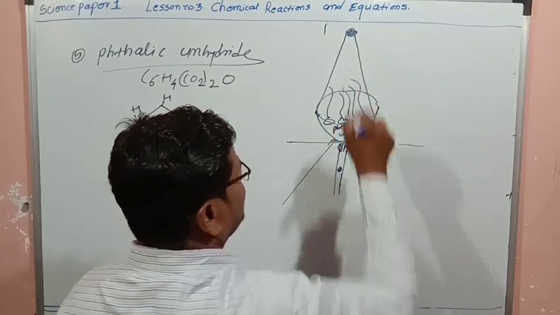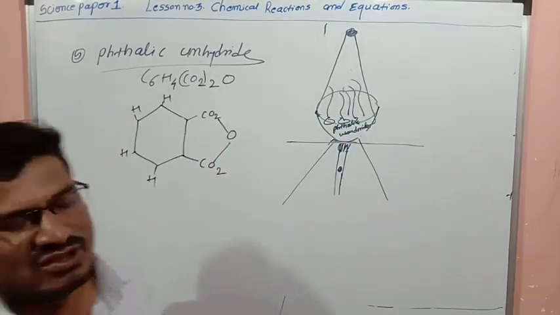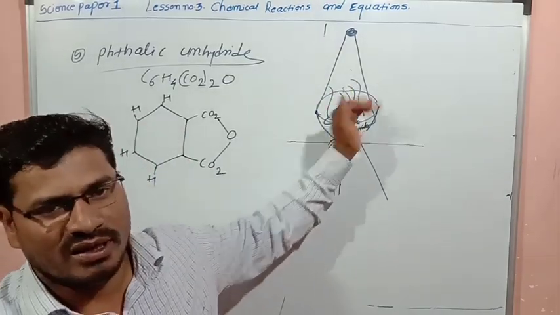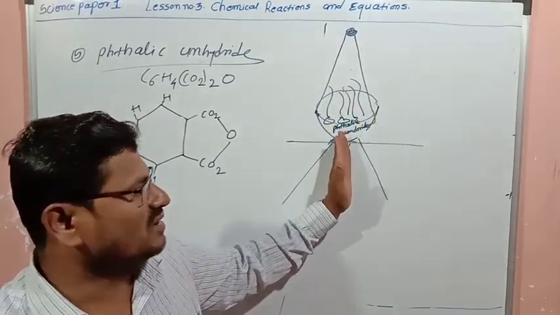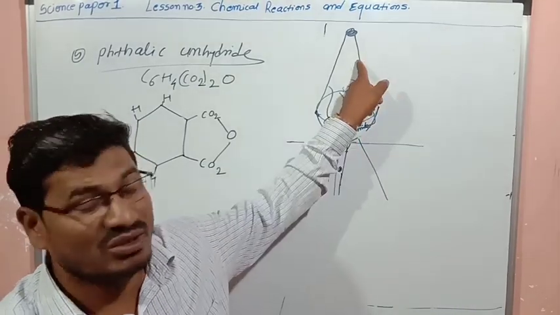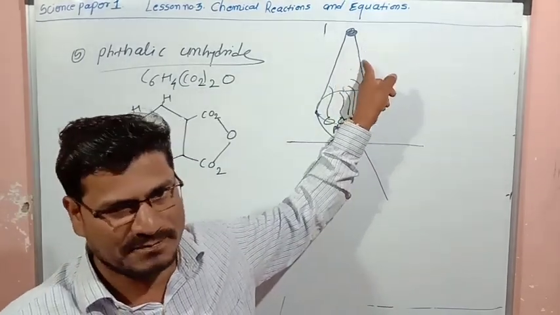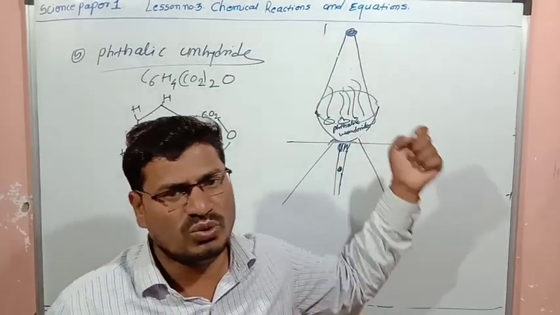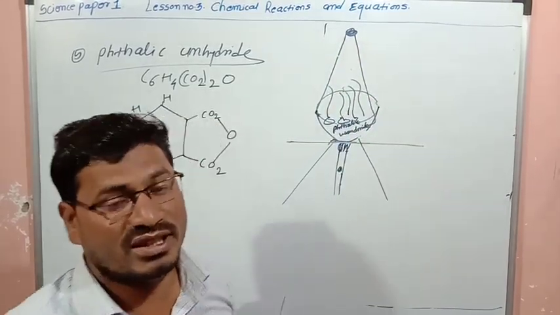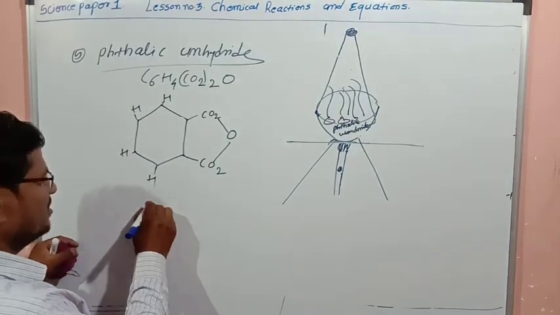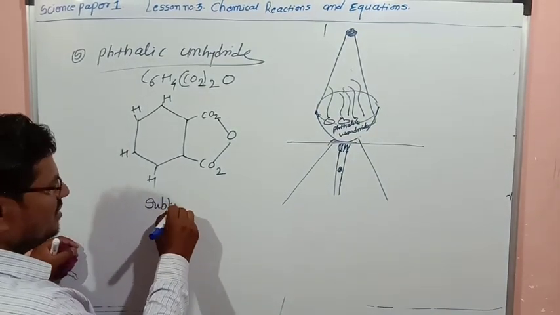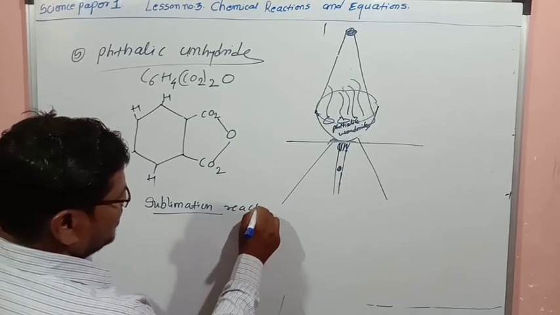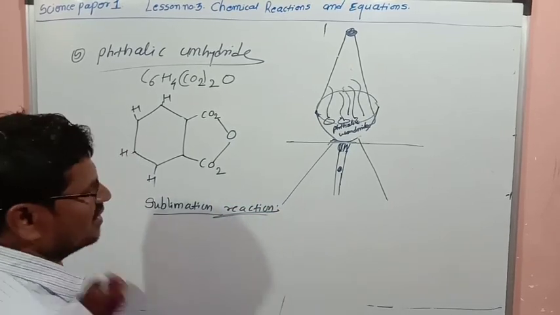Then it will heat this one. Then phthalic anhydride will get evaporated. Evaporation will take place. That means solid will get converted directly into vapors, and after condensation again it will get converted into solid. So which type of reaction will take place here? Here the sublimation process will take place. Sublimation reaction.